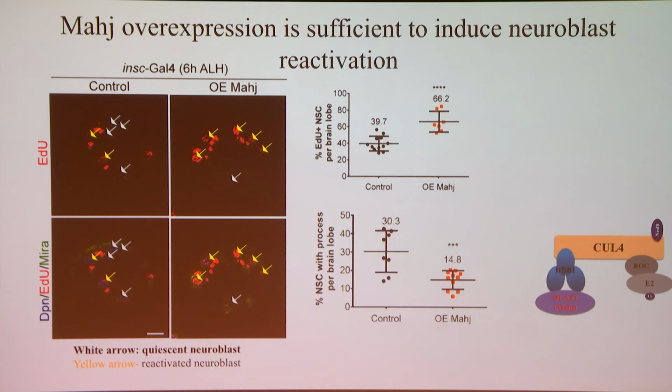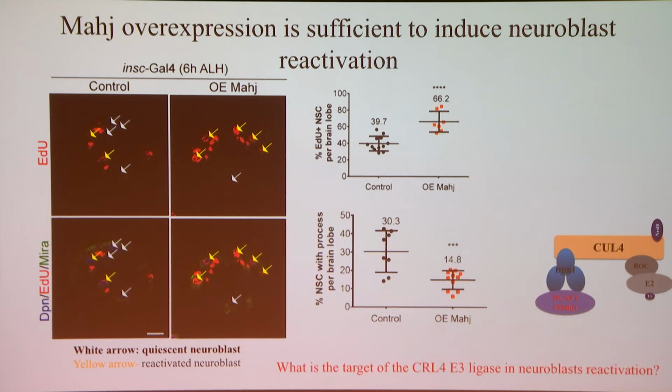Very interestingly, when we overexpress Mahjong, we can observe the opposite phenotype. At very early stages of larval life, at 6 hours, the majority of the control neural stem cells are not proliferating. This is EdU positive cells. And as you can see, when you overexpress Mahjong, the majority of them are proliferating. So that means overexpression of Mahjong can drive your stem cells into premature reactivation.